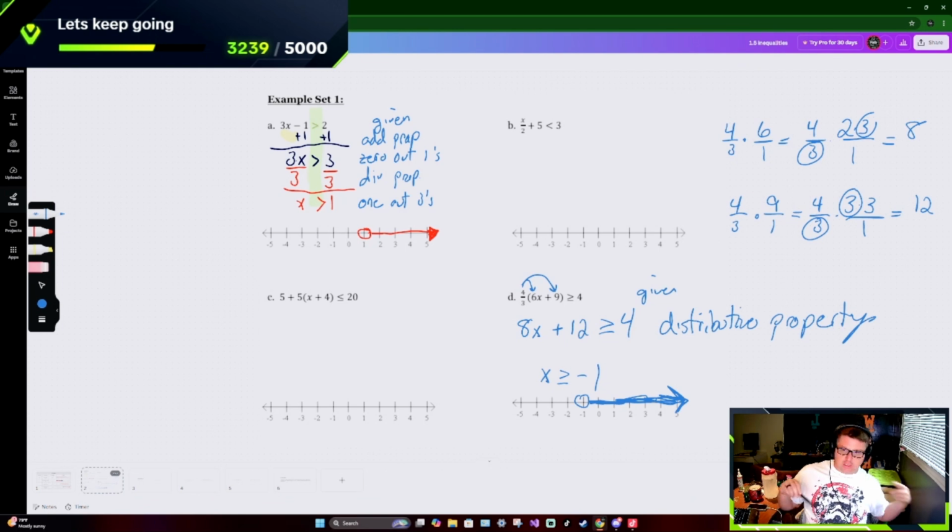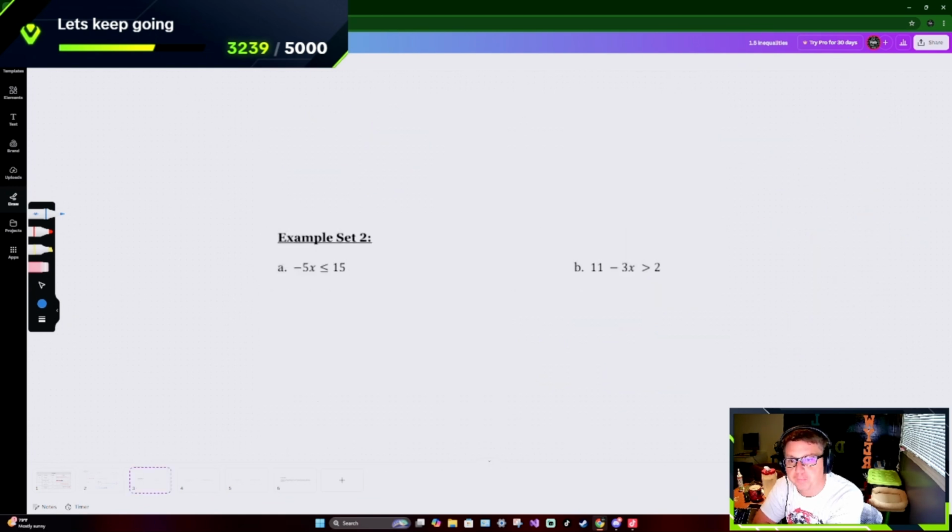So this process just keeps repeating itself over and over and over again, not just in algebra, but in geometry and algebra 2. This is going to be one of those processes that you just continually do, time in and time out. All right. Now, what happens when we have a negative and we have to multiply or divide? We can add and subtract all day long. But when we multiply or divide by a negative number, that is when the inequality has to flip over.